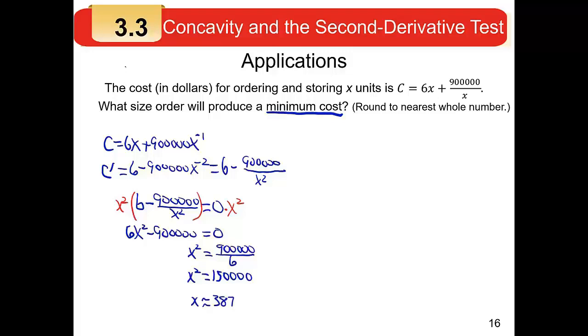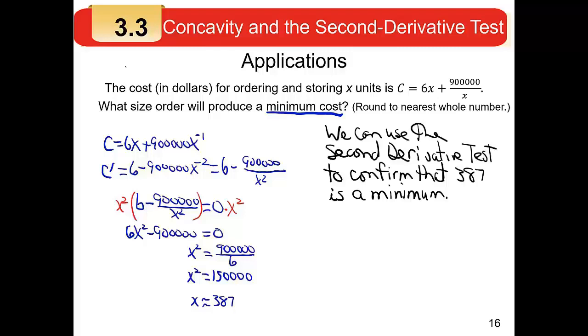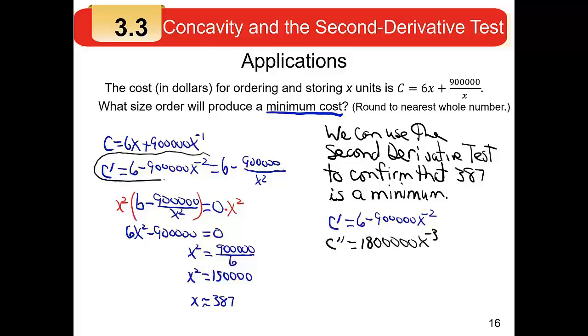Now, technically, we haven't proven that that's a minimum. That's where the second derivative test comes in. We can use the second derivative test to really confirm and verify that it really is a minimum. What you have to do is take the first derivative and take its derivative to get the second derivative. And notice I went back to the form of the derivative where it was written with a negative exponent, because that's the easiest form of the first derivative to differentiate.